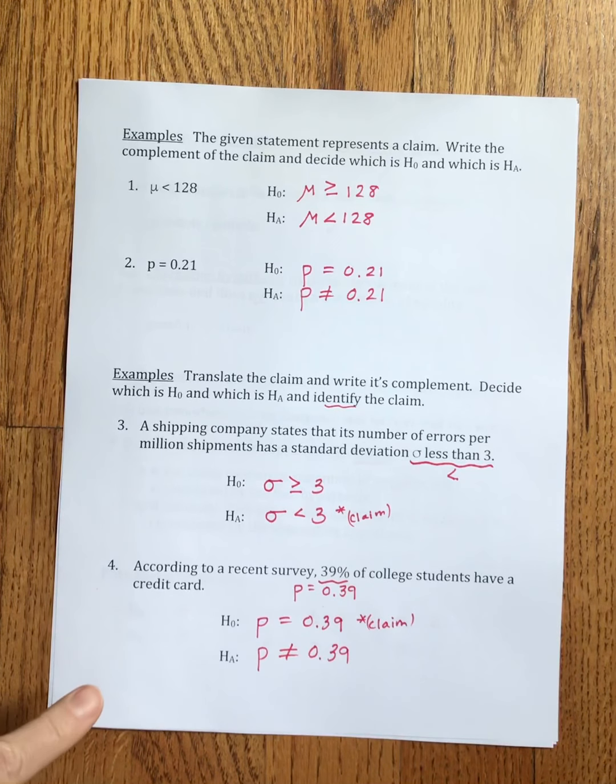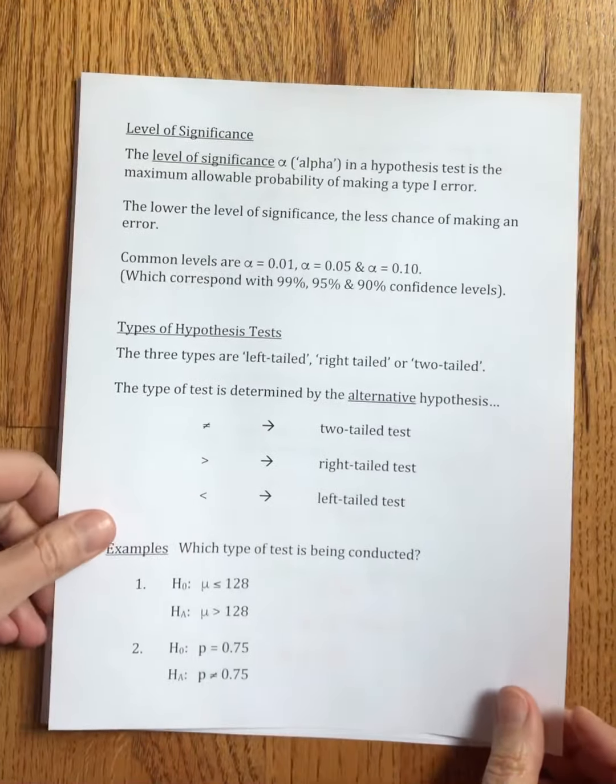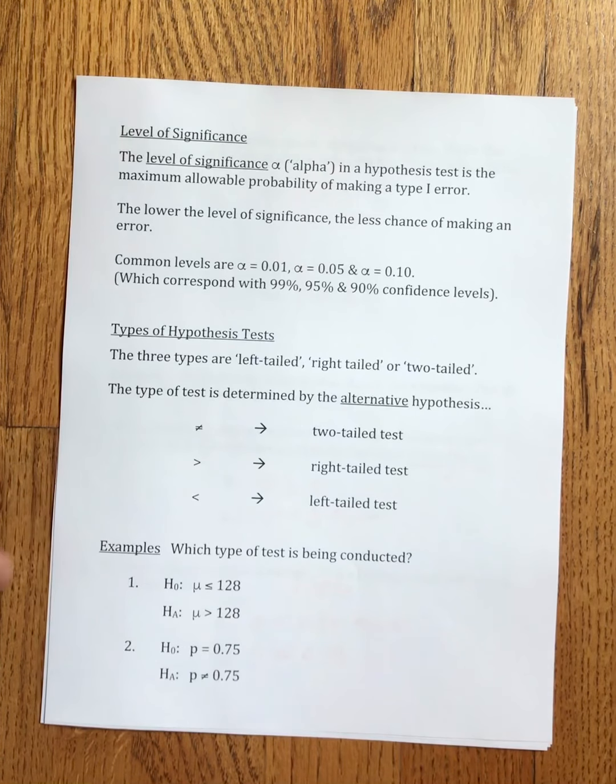So we've been kind of focusing on how to start a hypothesis test, in other words, how to translate the claim into symbols, decide if it's the null or alternative hypothesis, and get both of them filled in. What we want to think about next is the level of significance and the types of hypothesis test. This kind of helps us move along to some of the next stages of the test.